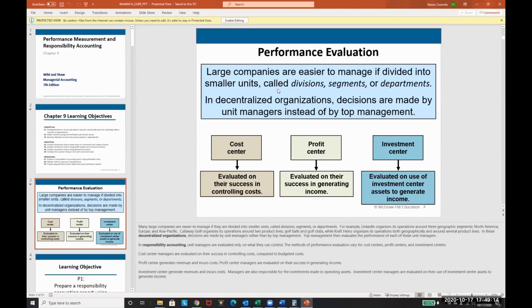And so these decentralized organizations are normally bucketed into three different types. We have cost centers, profit centers, and investment centers. So a cost center is measured by success, generally by how well they control costs. And so accounting is generally going to fall into a cost center, if you're working for a bigger company.